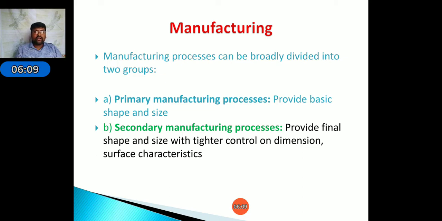Here only conversion from raw material into just one basic size. Suppose we have to convert the iron rods from the iron ore, okay, it is the primary manufacturing process. Suppose we have to manufacture a bolt.